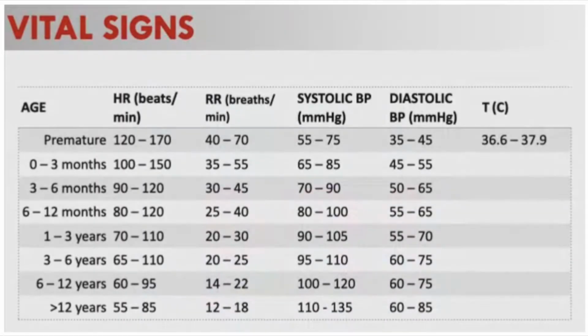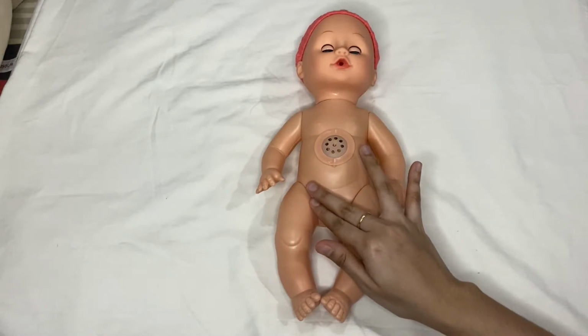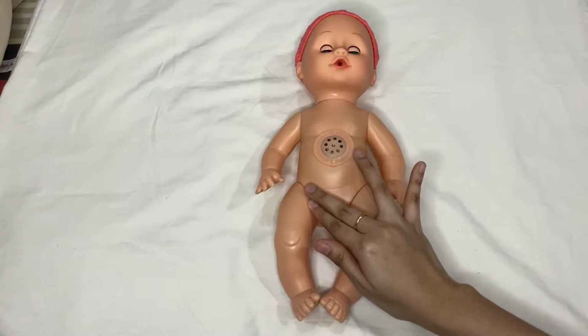Blood pressure is routinely measured over 3 years old. In getting the pulse rate, palpate the femoral artery or brachial artery, or auscultate the heart.